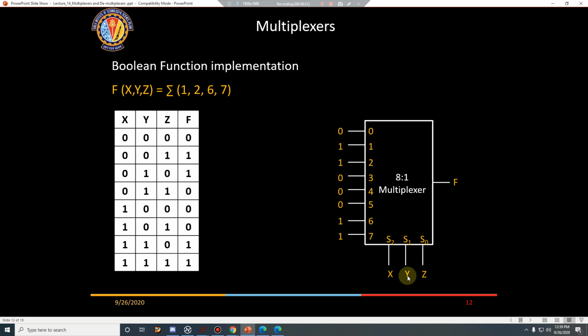Similarly, if you have x equal to 0, y equal to 0, z equal to 1, this line is going to be selected. So in that expression, you just put x equal to 0, y equal to 0, and z equal to 1. Whatever f comes, you put it there. So you don't have to really make K-maps. Is this aspect understood?